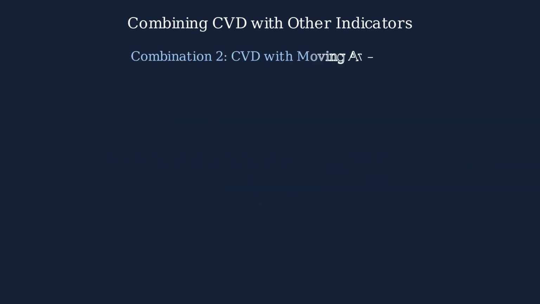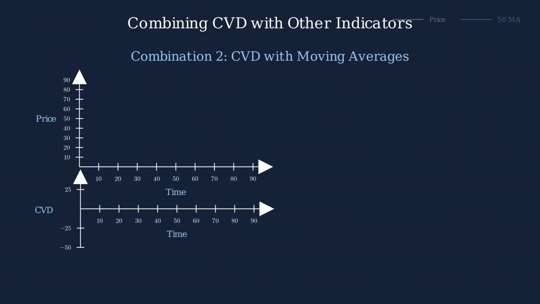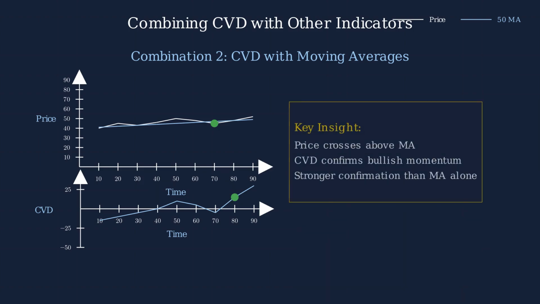Next, let's examine how CVD works with moving averages to filter signals and confirm trends. Here we have price action in white and a 50-period moving average in blue. Below, we can see the corresponding CVD indicator. Notice at point 7, price crosses above the moving average, a traditional buy signal. What makes this signal more reliable is that the CVD also turns positive at point 8, confirming increasing buying volume.